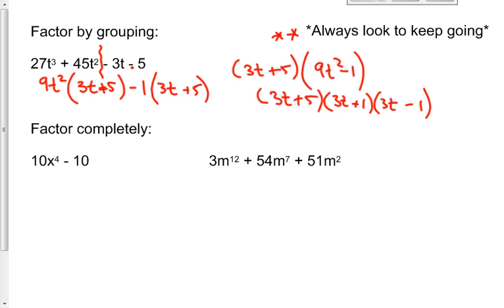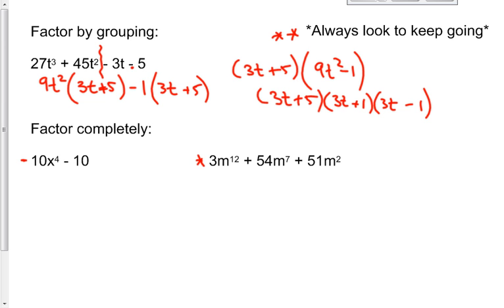All right, down here. Factor completely. 10x to the 4th minus 10. Put it on pause. Try this one. Also go to the next one. What do you think you're going to do first? Remembering your rule, always look to keep something or take something in common out first. And always remember to keep going, factoring as far as you can.